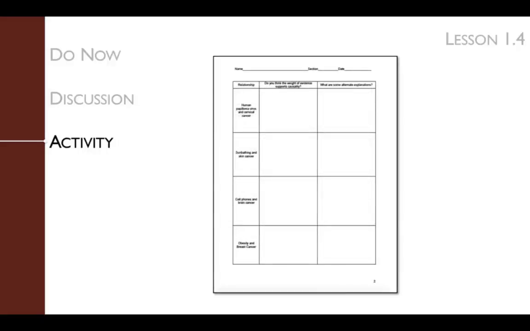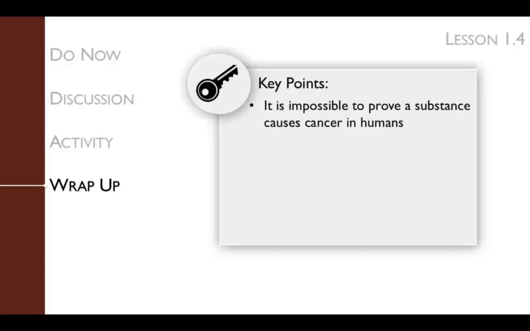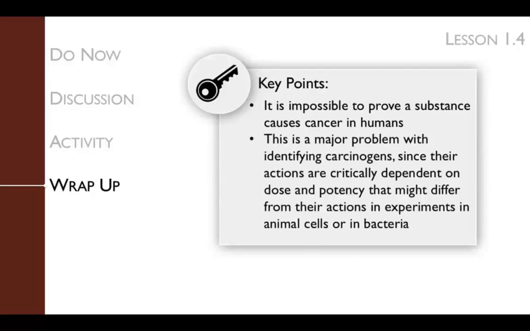After all the groups have finished, go over all the relationships to determine whether the weight of evidence for the relationship is sufficient to support causality, or whether any of their alternate explanations, either singly or together, would be sufficient to argue against it. The key points of the wrap-up are that it is impossible to prove a substance causes cancer in humans, and that this is a major problem with identifying carcinogens, since their actions are critically dependent on dose and potency that might differ from their actions in experiments in animal cells or in bacteria.